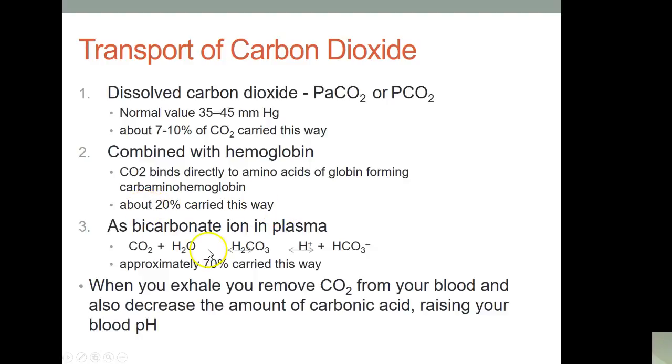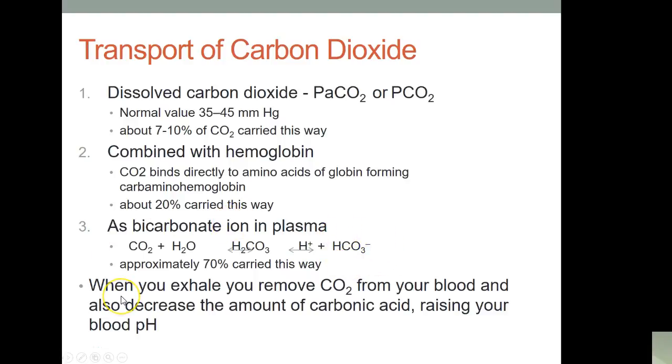But most carbon dioxide is carried as a bicarbonate ion. These arrows, sorry, got shifted. But as we can see, if we take CO2 in, plus the water in the blood, yields carbonic acid, which dissociates into hydrogen ions and bicarbonate ions. So most CO2 is carried as bicarbonate ion.